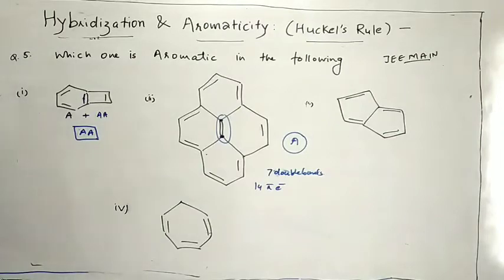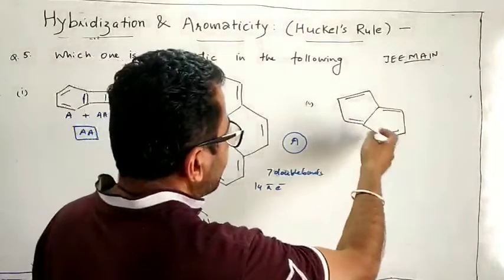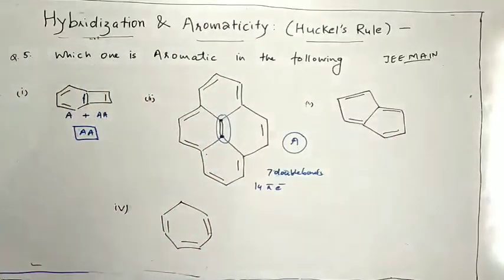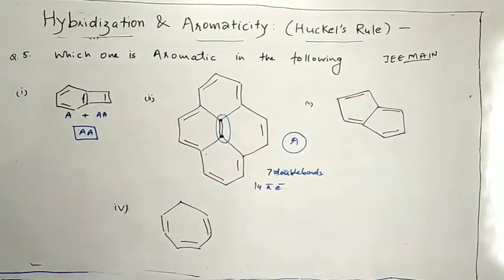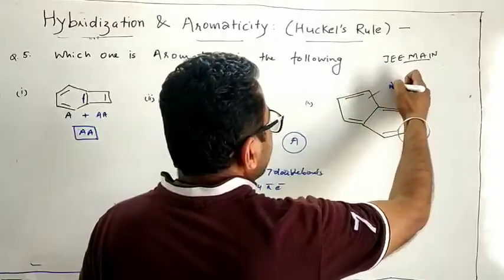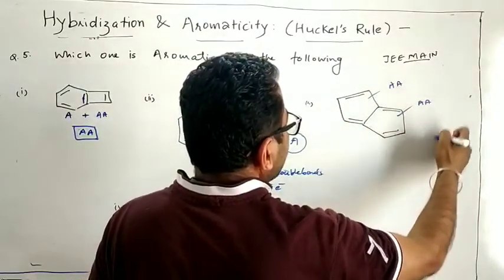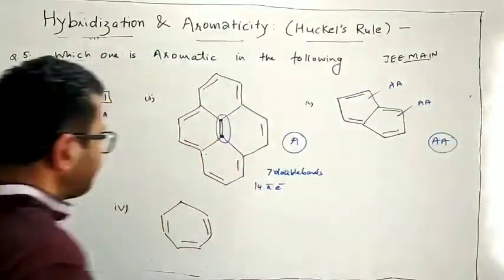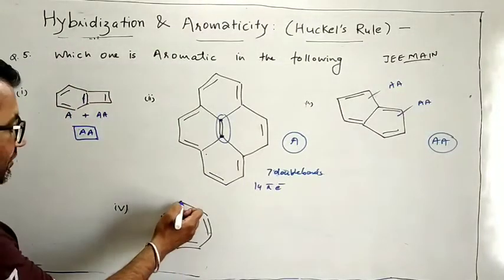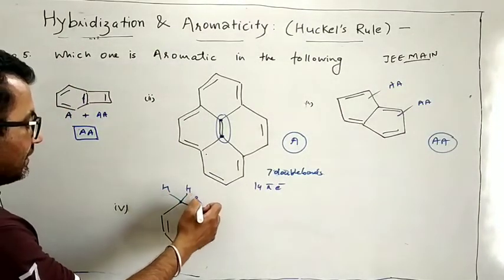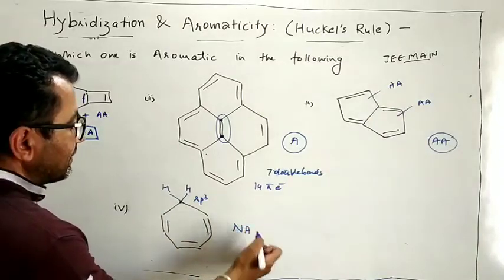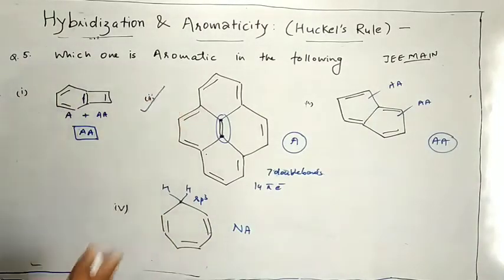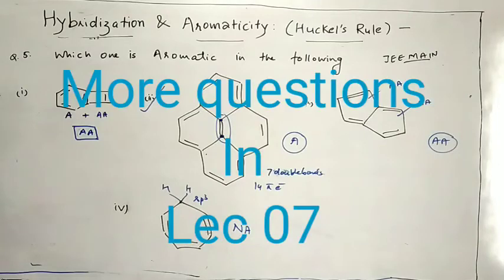Then the third one: all the carbon atoms are sp2 hybridized, but there are 2 rings. This ring is anti-aromatic, this ring is also anti-aromatic. Overall the compound is anti-aromatic. The last one is non-aromatic because this carbon is sp3 hybridized. So your correct answer is number 2. Number 2 compound is aromatic. Then we will move towards some questions of IIT JAM.